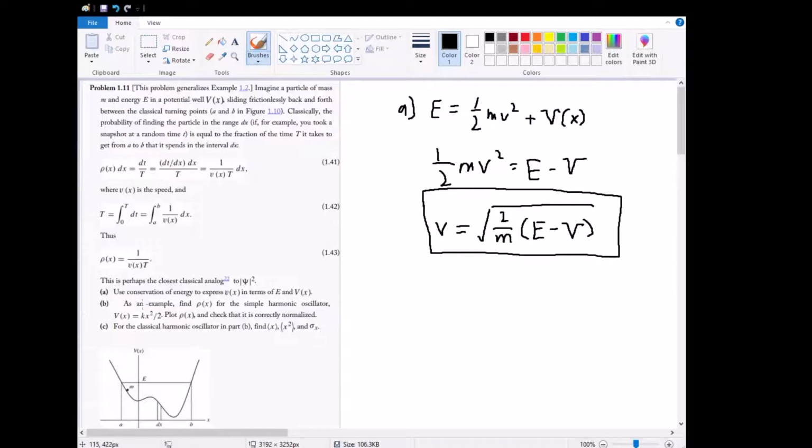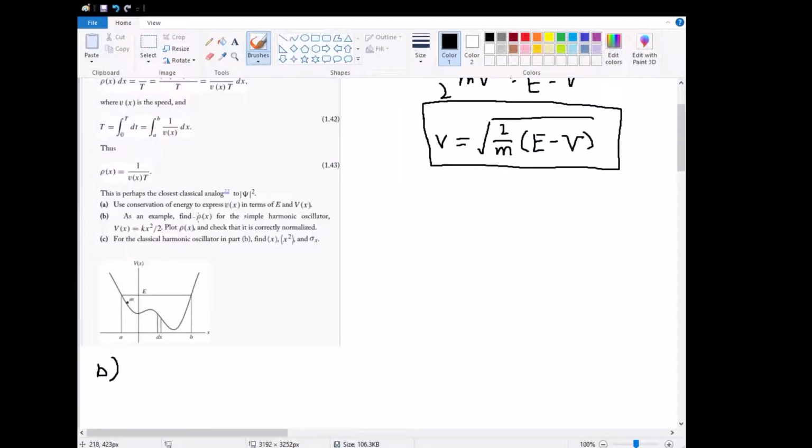In part B, we are asked to find the probability distribution rho of x for a simple harmonic oscillator where V of x is equal to kx squared over 2. We are then asked to plot rho of x, and after that, check that it is correctly normalized. So, first things first, we are treating rho of x as a simple harmonic oscillator.